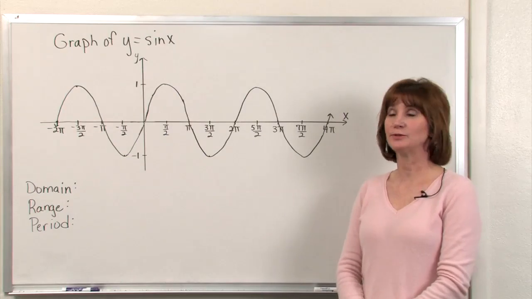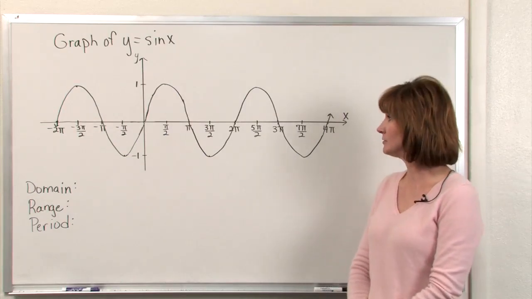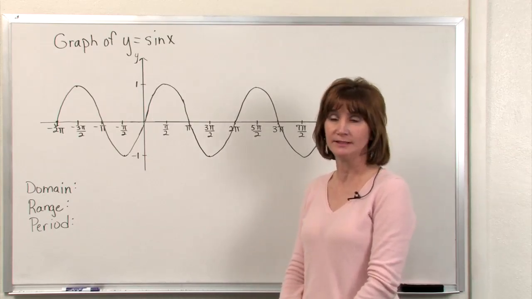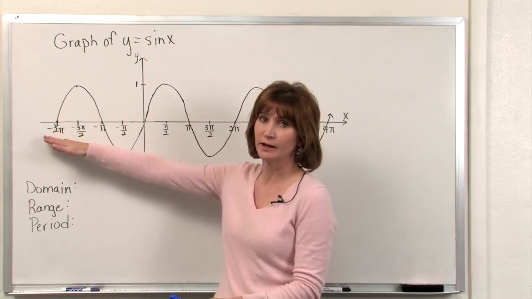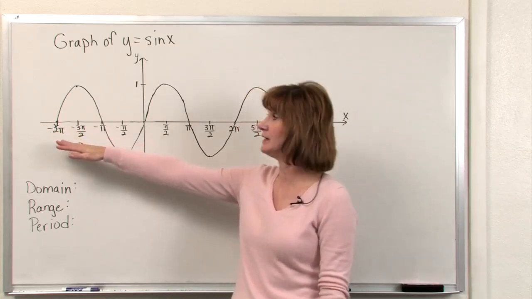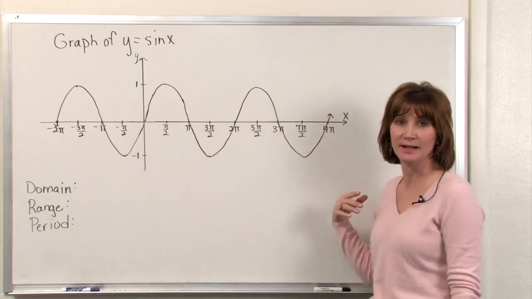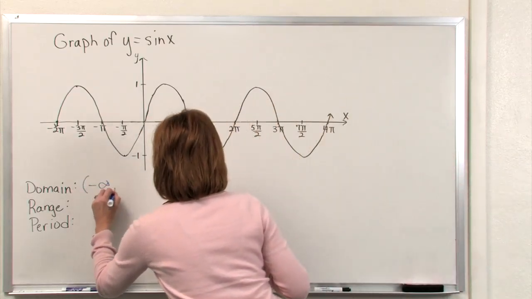Here's the graph of y equals sine x. Let's look at some of the characteristics of the graph. The first thing we want to notice is what's the domain. Remember, domain means the values of x. Well, notice that on the left side there's arrows, so it's going to negative infinity on the left, and on the right it's going to positive infinity. So the domain would be all real numbers.